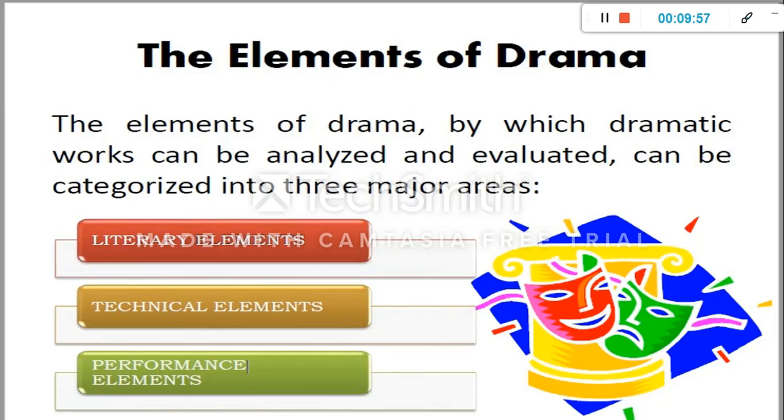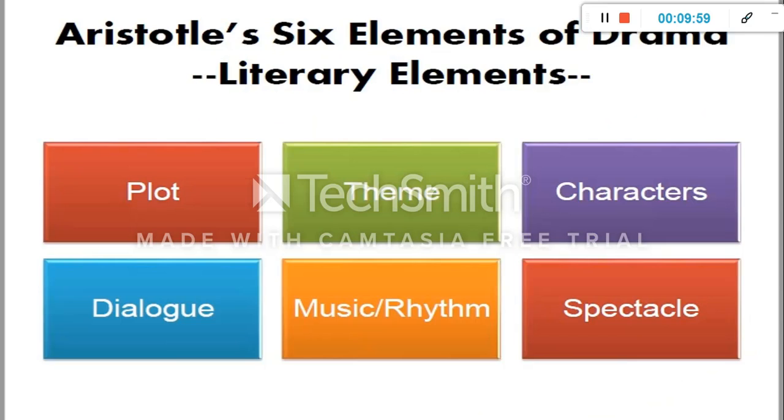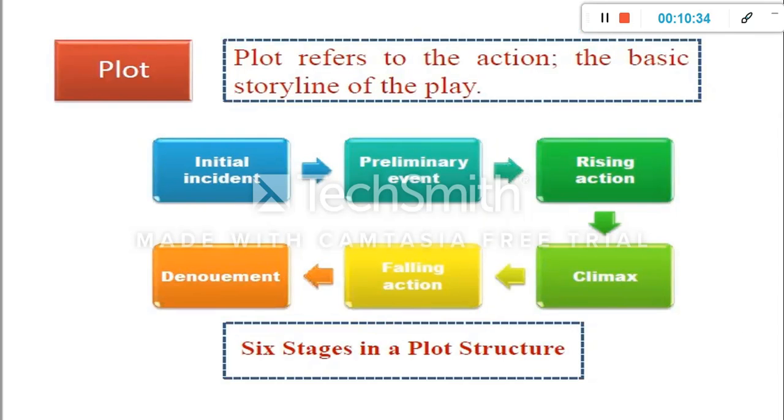Firstly, Aristotle divides the elements of drama into 6 main elements. According to Aristotle, a drama should have 6 main elements, which are plot, theme, characters, dialogue, music or rhythm, and spectacle. Now we are going to explain each one of these main elements of drama individually.